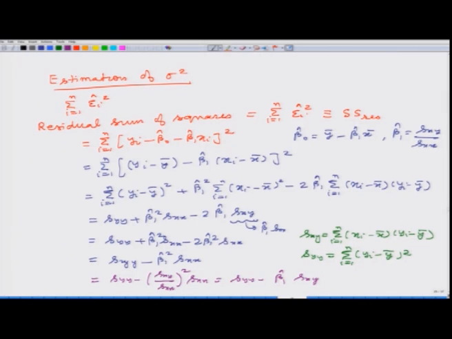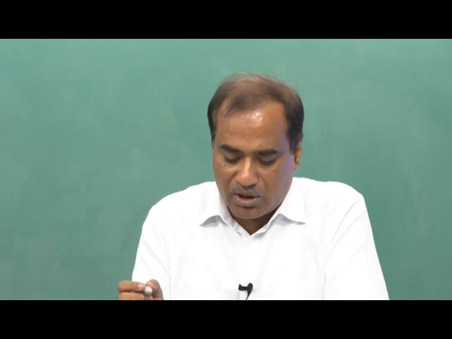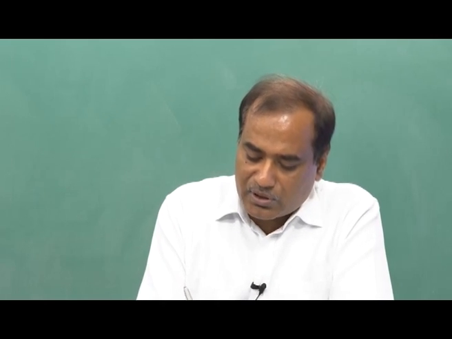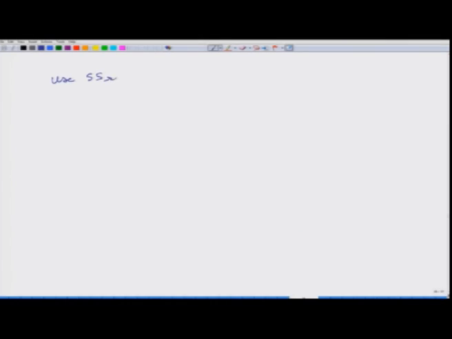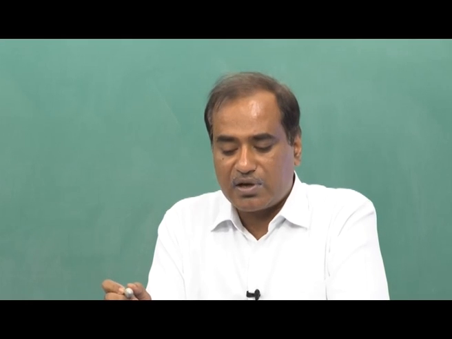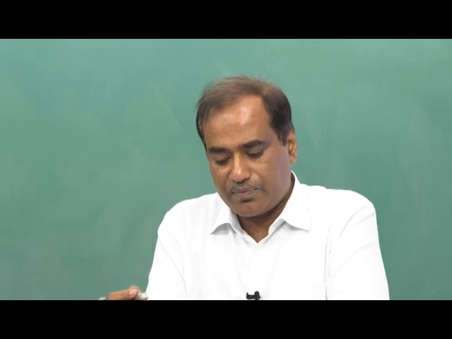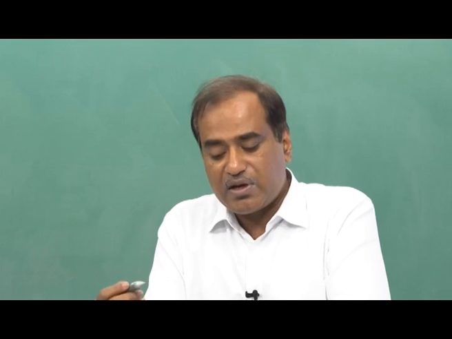Now, our next question is how to obtain the estimate of sigma square. Let us try to use the sum of squares due to residual to find an estimate of sigma square. But before that, we need to find out the distribution of yi.